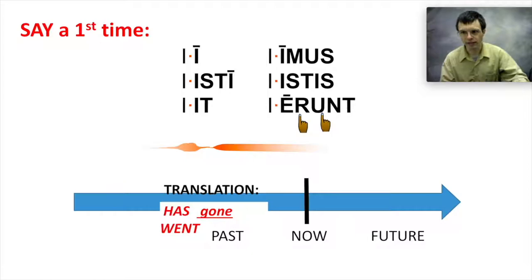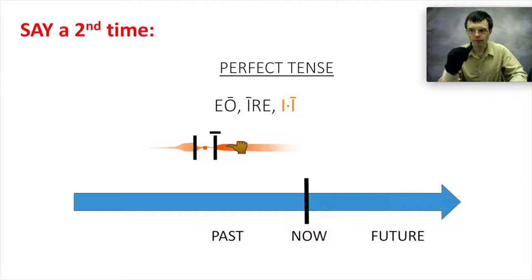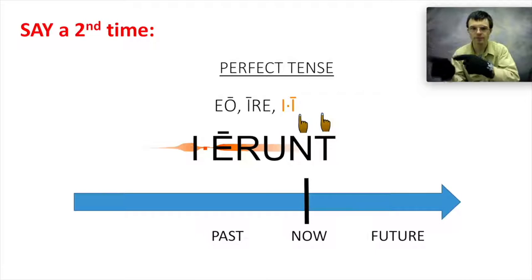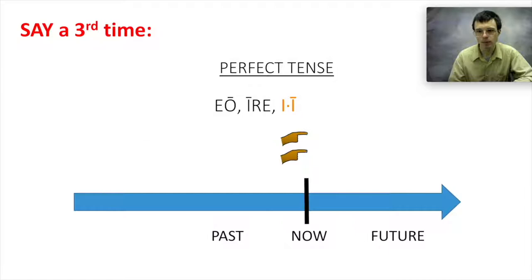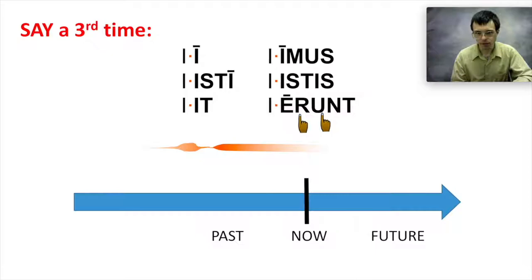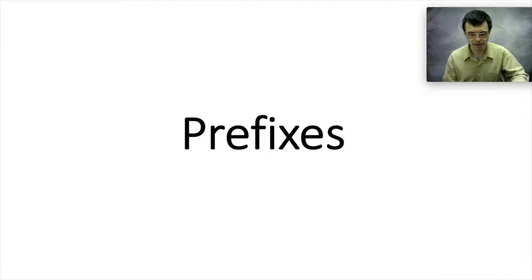All right, you try it. Ready, go. Hopefully that's what you said. Say it a third time, just from memory. Ready, go. Alrighty, and hopefully that's what you said. And the translation is has or have gone, or went.